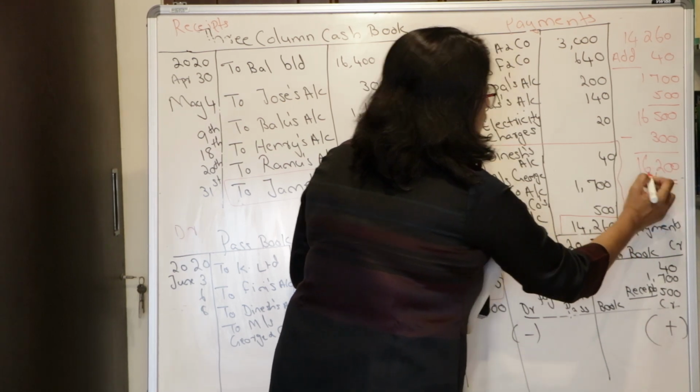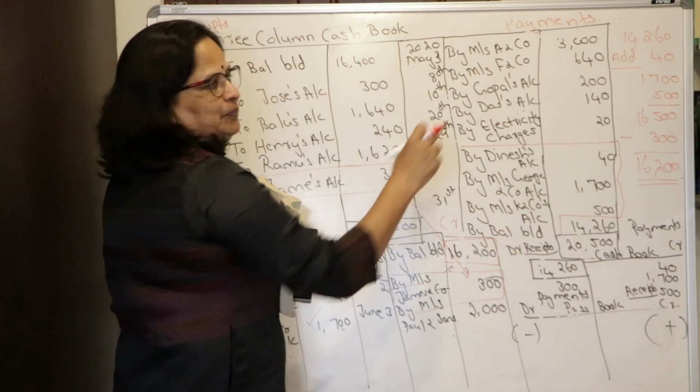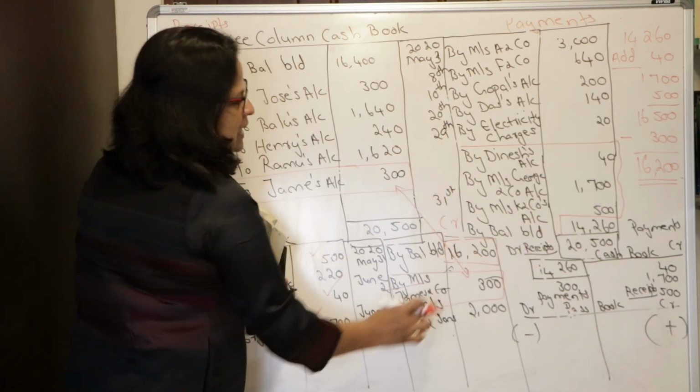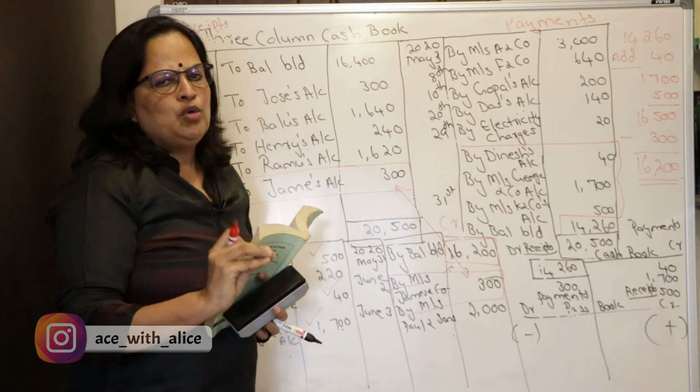So this is the first problem. We started with the cash book balance 14,260 and we get the passbook balance as 16,200. So this is the first problem. I am going to explain one more problem.